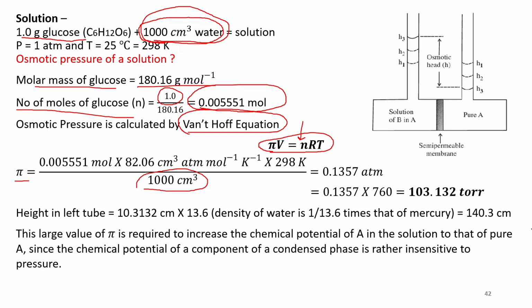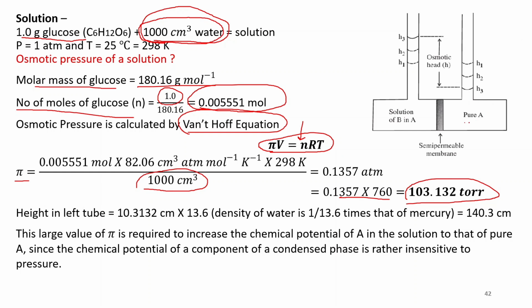And when we want to convert it into torr, how can we convert? We can just multiply this by 760. When we multiply this by 760, we get 103.132 torr, right? So in the figure on the right hand side, we can see the setup of how an osmometer looks.